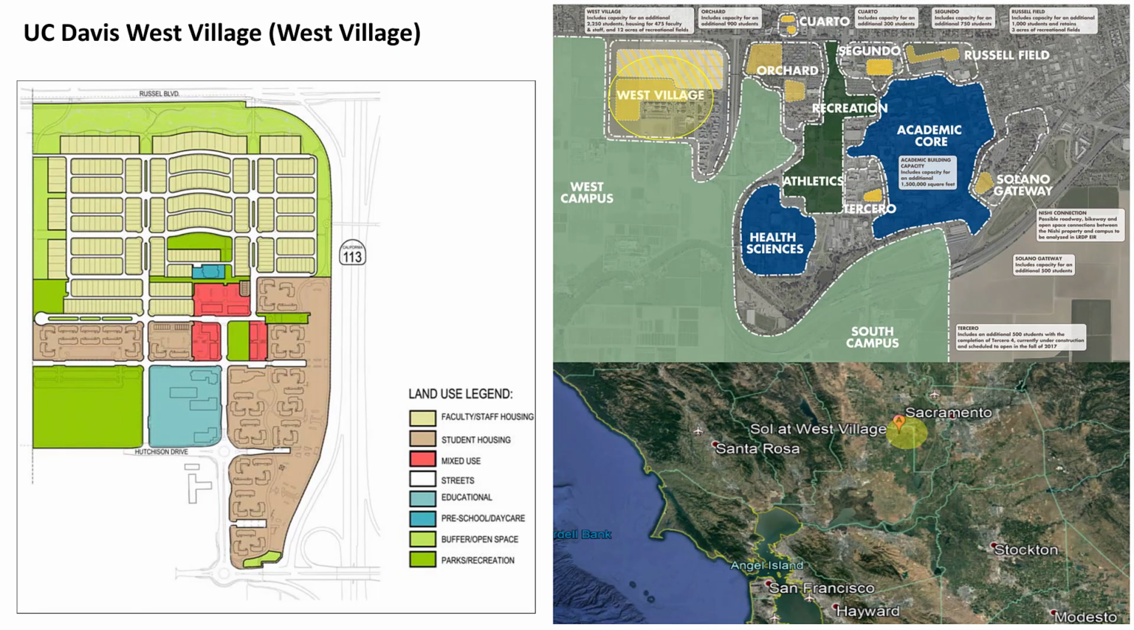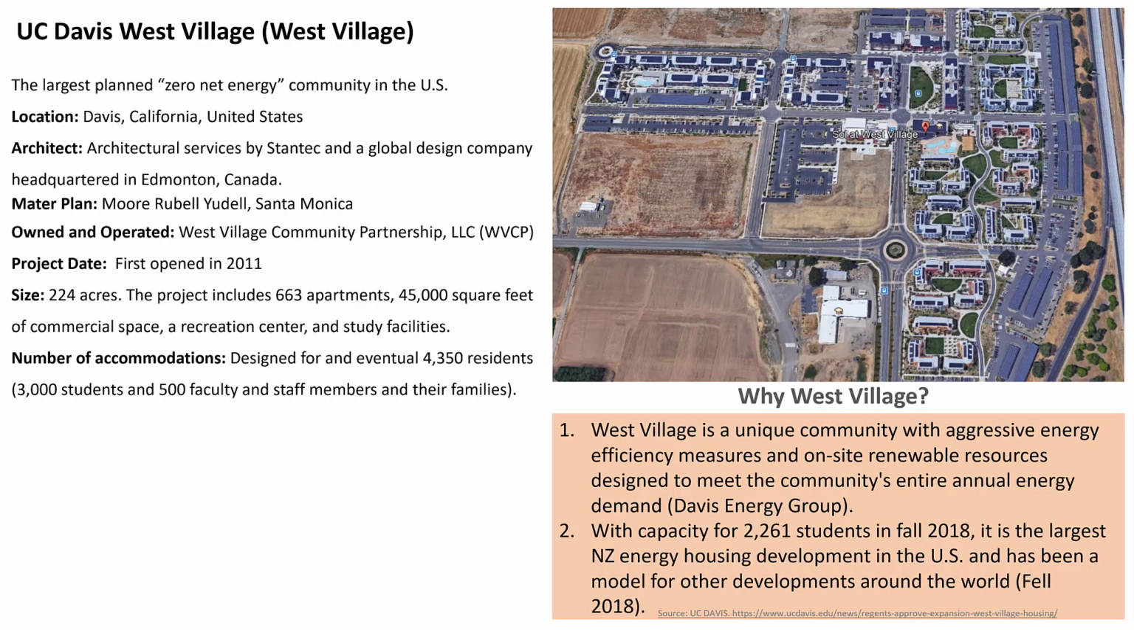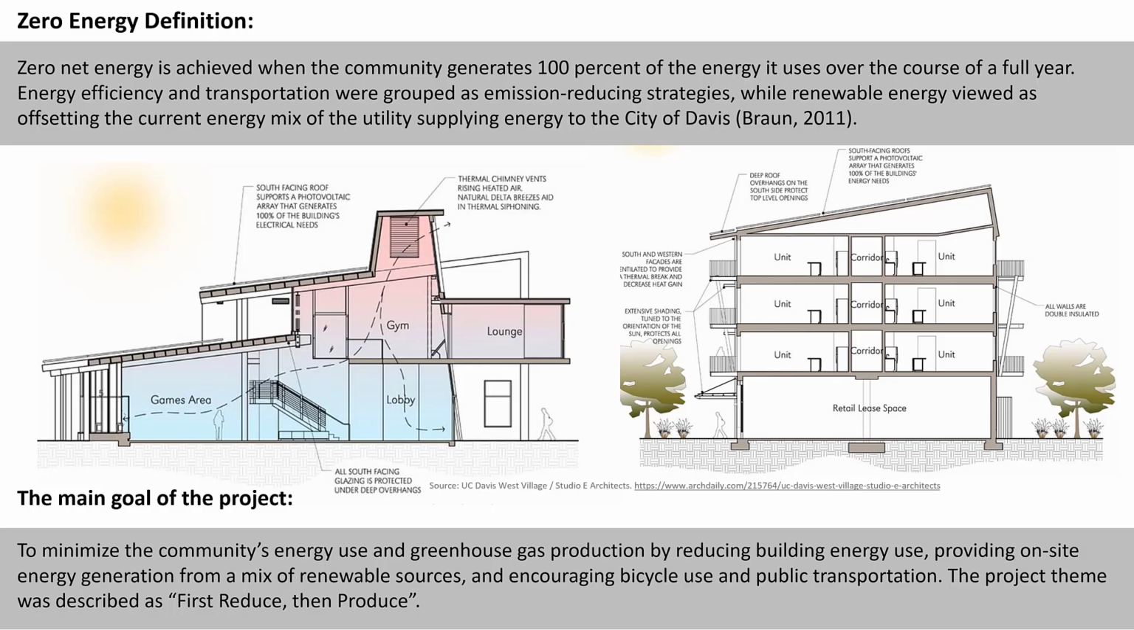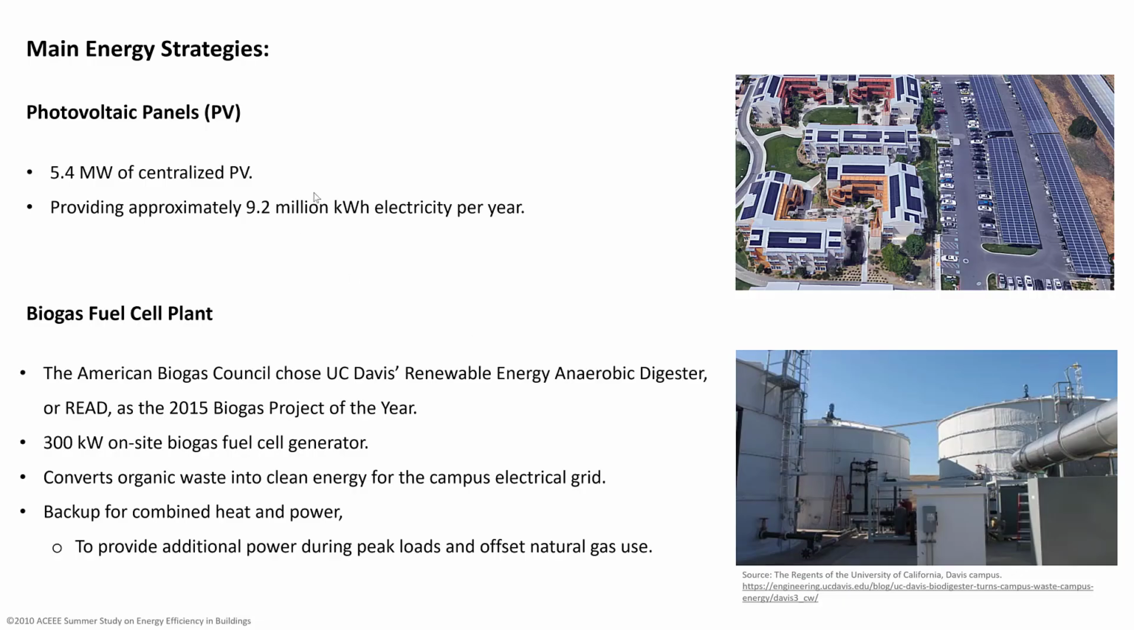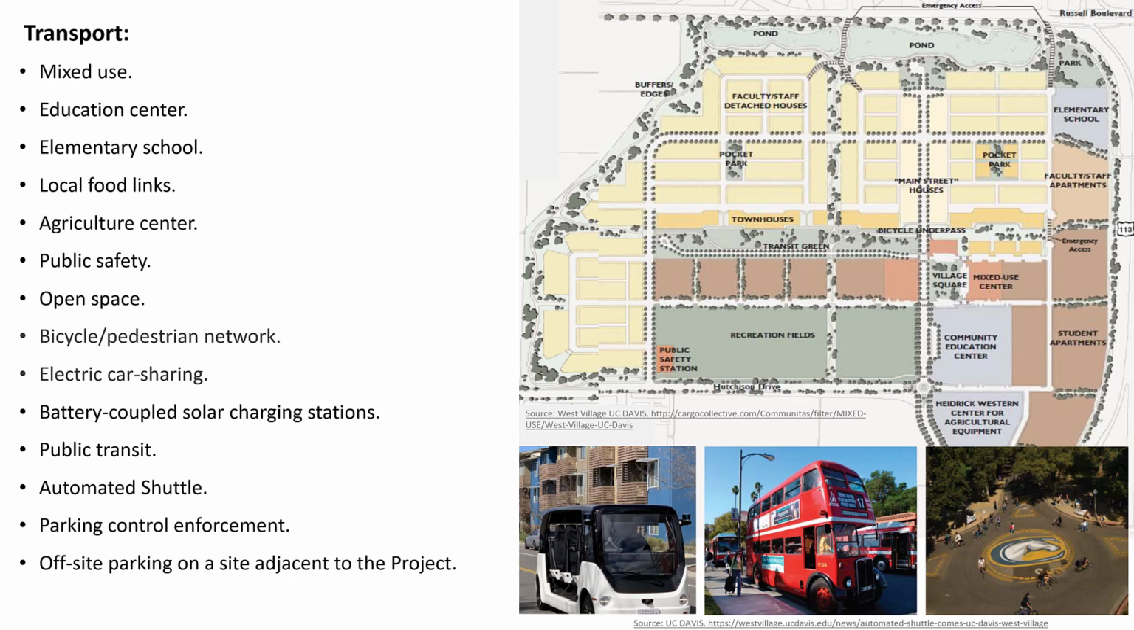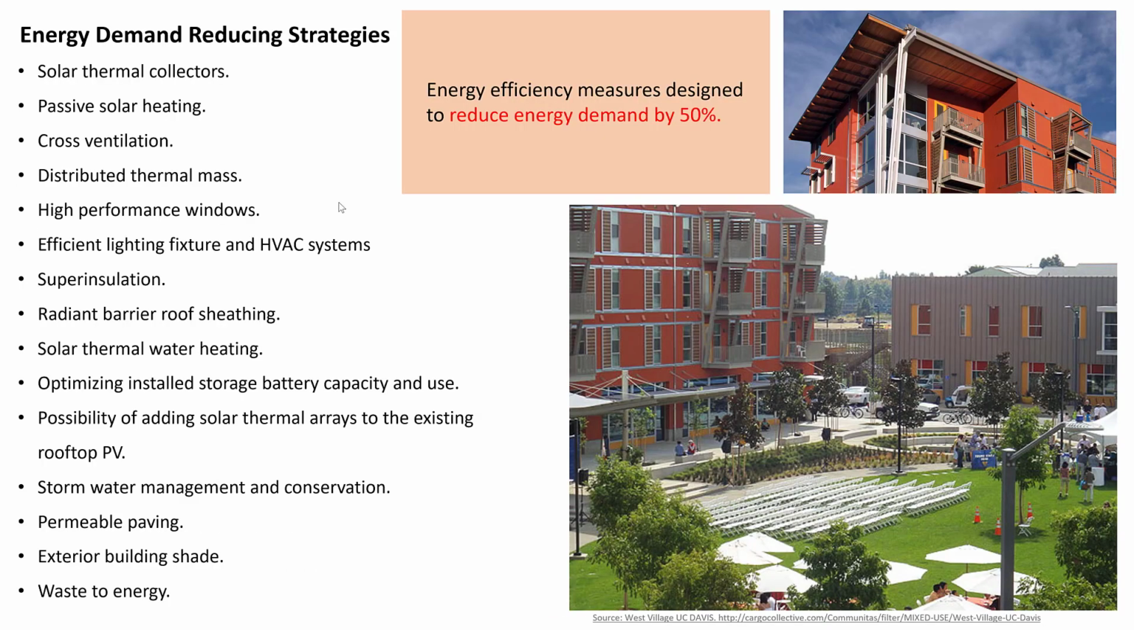The other precedent case is UC Davis West Village, which is the largest planned net zero community in the US and is in California, United States, with a size of 224 acres, and it accommodates around 4,350 residents. Here you can see we address the net zero definition for this community, and also the main goal of this project, which is to first reduce and then produce based on renewable sources. The main strategies applied in this community are PV and biogas fuel cell plants, and it shows how it works. For transportation, they use mixed use, public transport, an automated shuttle, and also many other energy demand reducing strategies that help reduce the energy demand of this community by 50%.